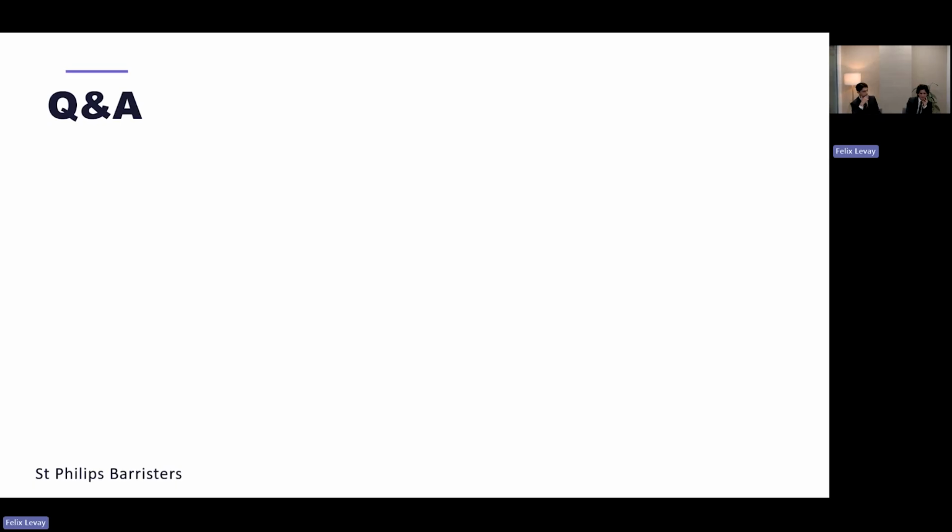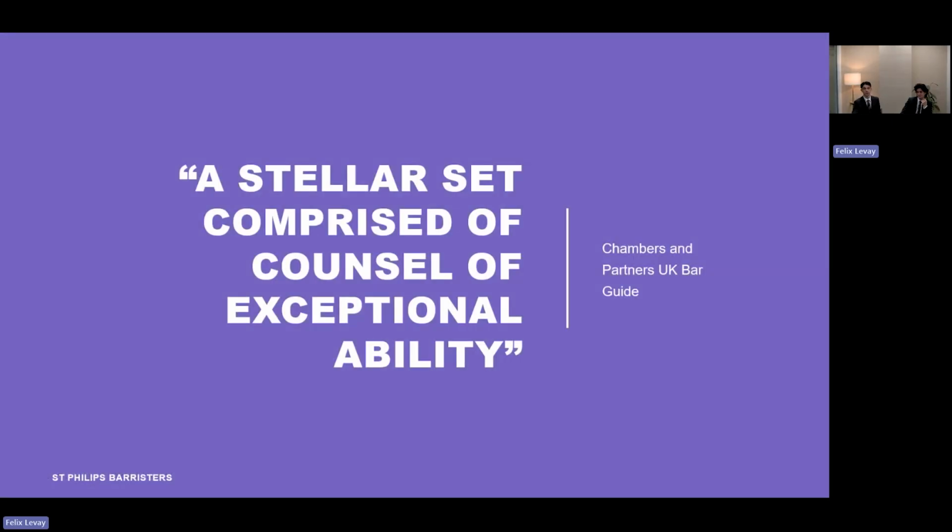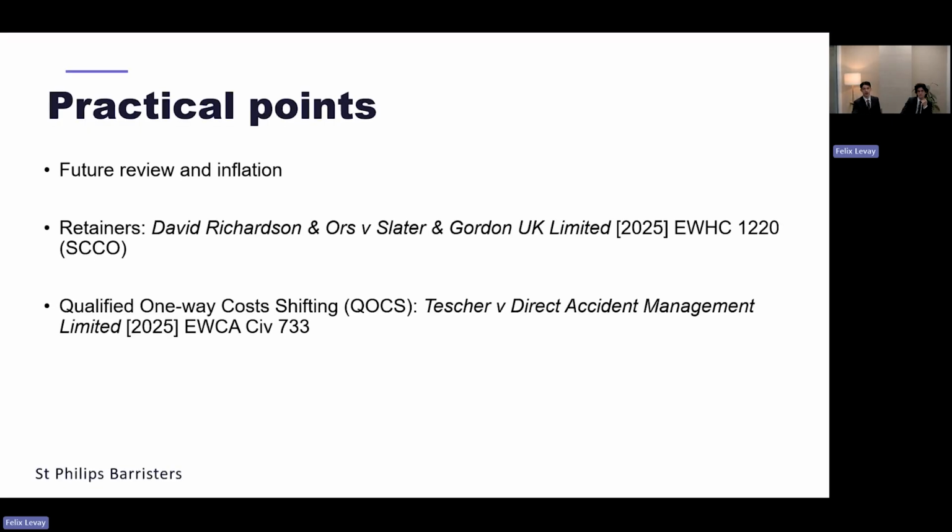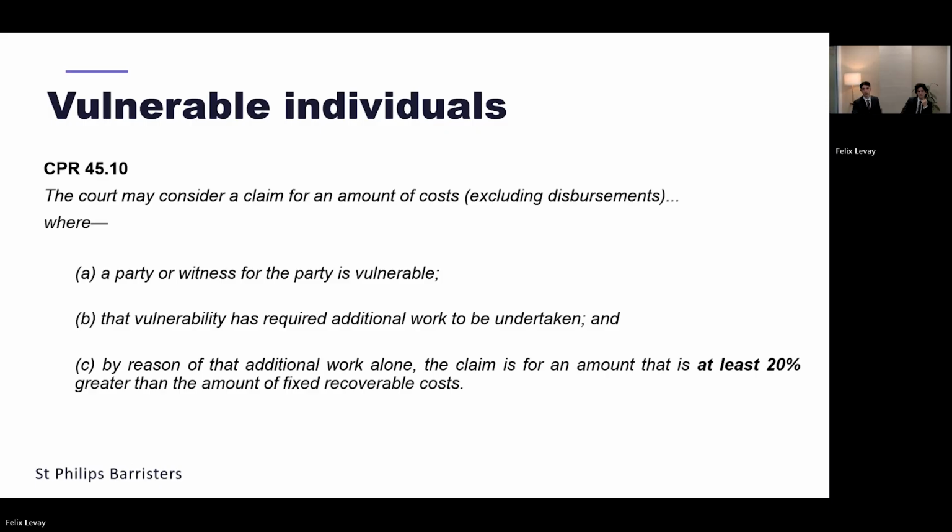So a couple of interesting questions from Sarah Coxon. First, what increased amount of costs are available for vulnerability? If we go back up, yes, we can jump back up the slides there. So I think it's up to 20%, is it? It's got to be at least 20% greater. It just says the court may consider a claim for an amount of costs. So it's something for the court to consider. Yeah, so I don't think it's prescribed. If you've got to get up over that threshold, it's not prescribed.